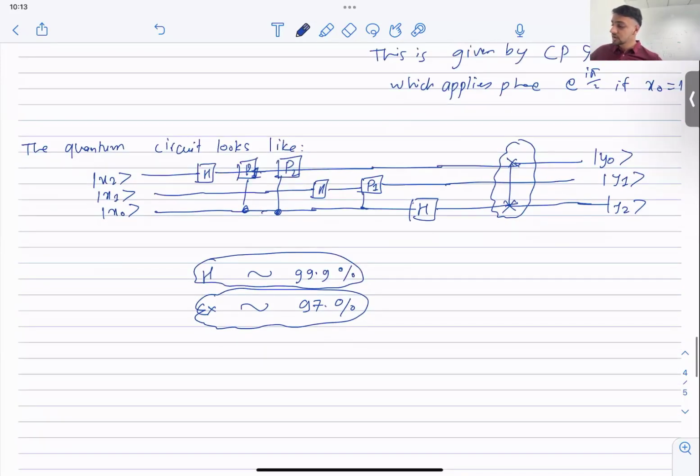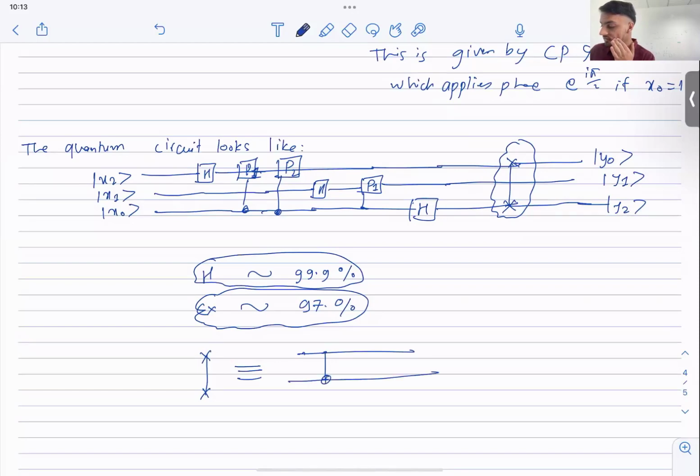Okay, so requiring this swap gate, actually you need to do this with 3 CNOTs. So this is the circuit diagram for doing swap in terms of CNOT. You can try to verify it yourself in your free time. So doing this swap gate is a very noisy procedure.